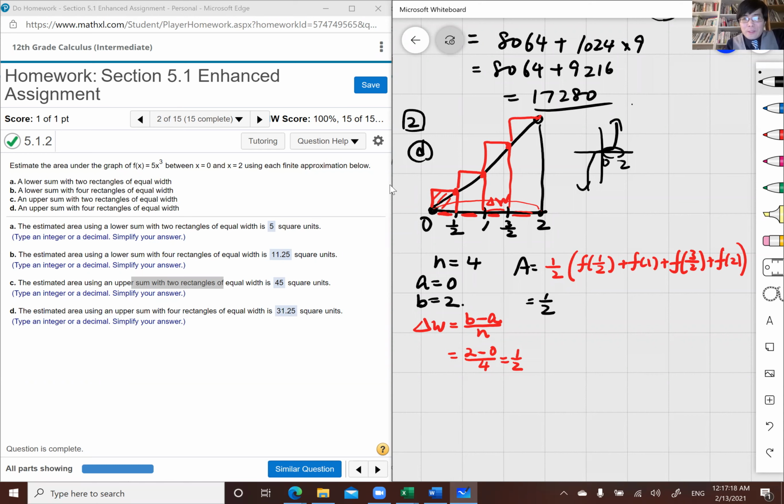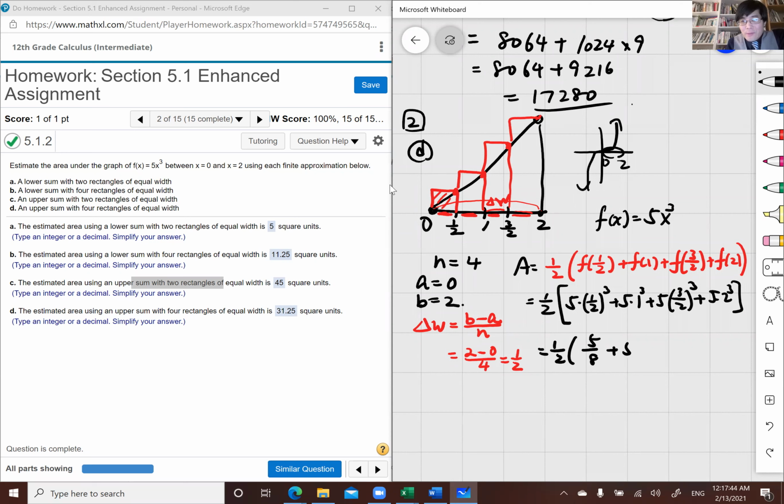Now I have to plug these into the function f of x equals 5x cubed. So it's going to be 5 times 1/2 cubed plus 5 times 1 cubed plus 5 times 3/2 cubed plus 5 times 2 cubed. So the first one will be 5/8. Second one is 5. Third one is going to be 135/8. And the fourth one is going to be 40.